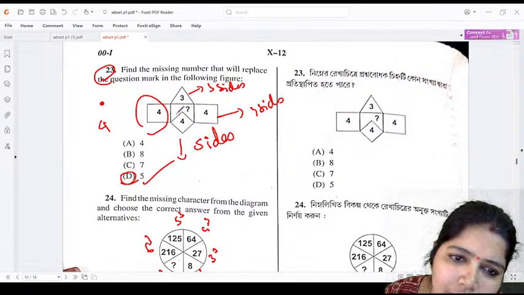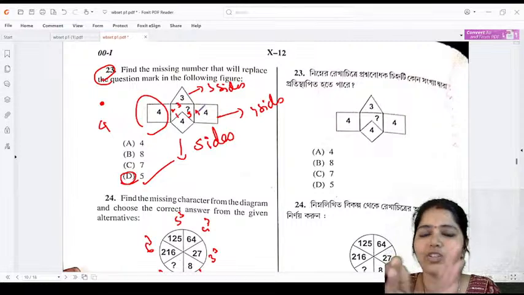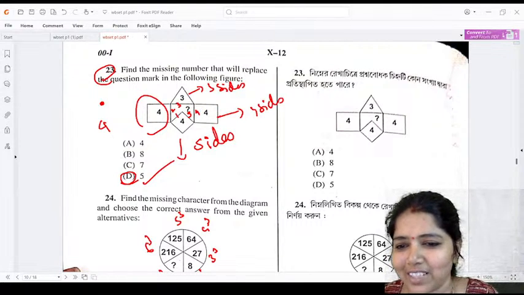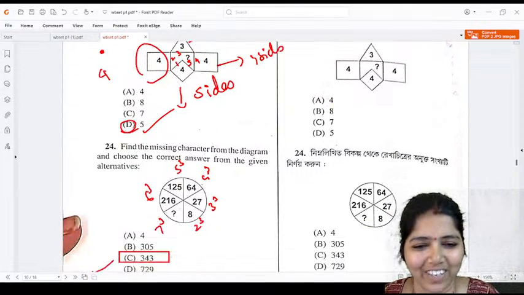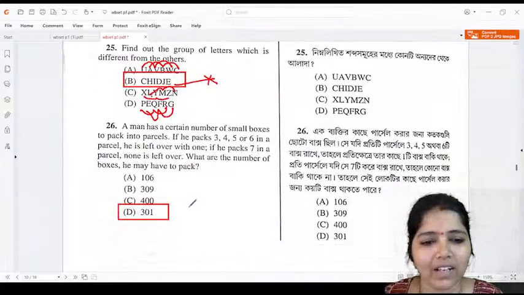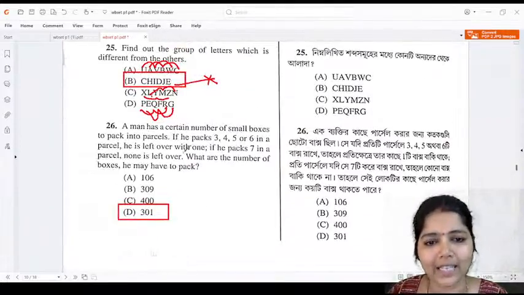For this one, this is 1, this is 2, this is 3, this is 4, and this is 5. Very good. I've got the answer. Very good. Super. Next one. This is also very easy.